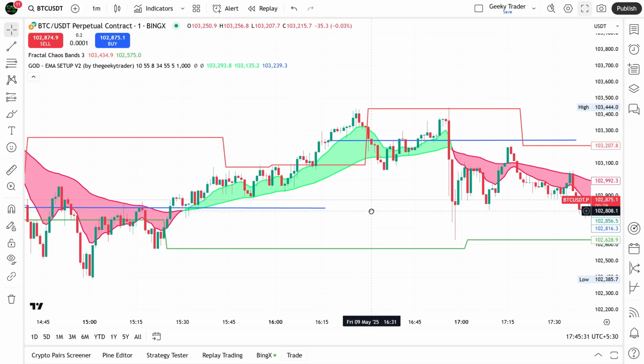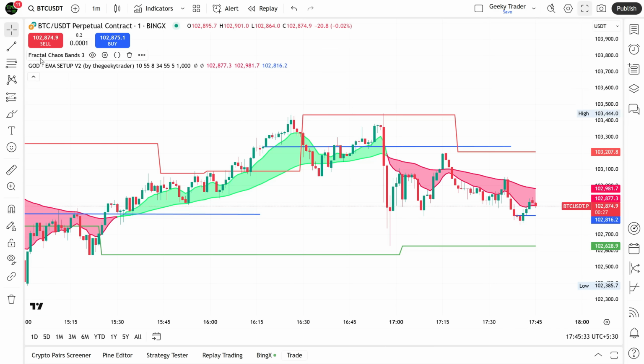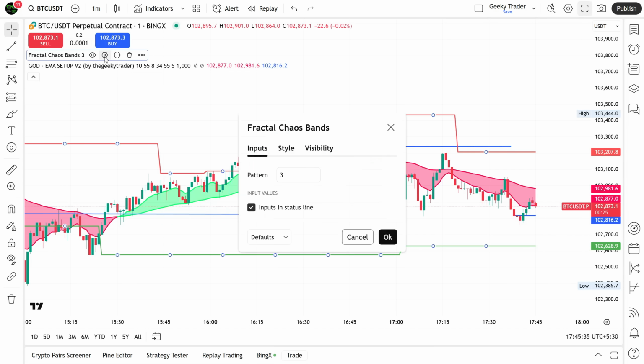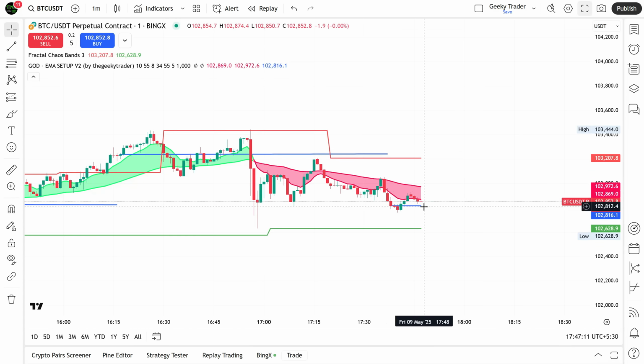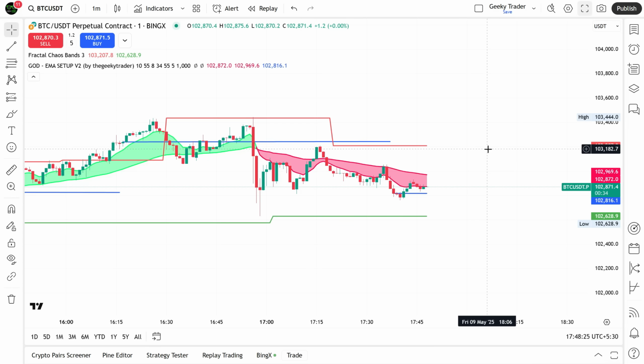All right, now for some extra confirmation and to boost our confidence in trade setups, I've added a couple more indicators to our chart. First up, I've added the Fractal Chaos Bands with the pattern set to 3. This helps us identify dynamic support and resistance zones and gives a nice visual structure to the price movement. It's a great tool to catch potential reversals or breakout points.